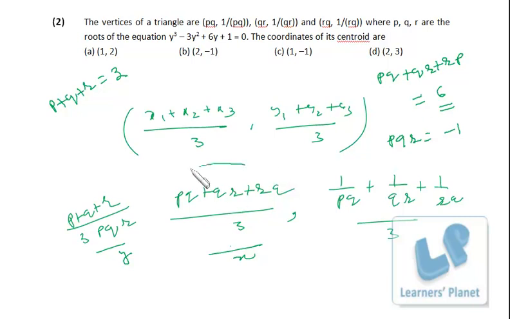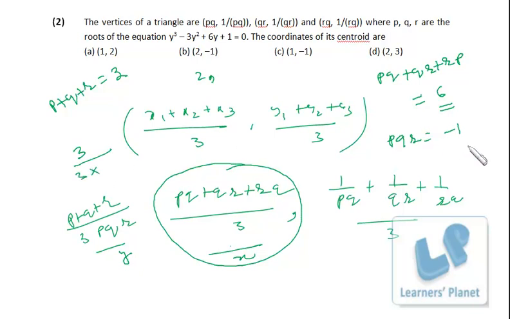Now this is the x coordinate. So PQ plus QR plus RP is 6 divided by 3. So the x coordinate will be 2. Then this is the y coordinate. P plus Q plus R is 3, by 3 PQR. 3 into PQR is -1, so it will be -1. So (2, -1), these are the coordinates of the centroid.